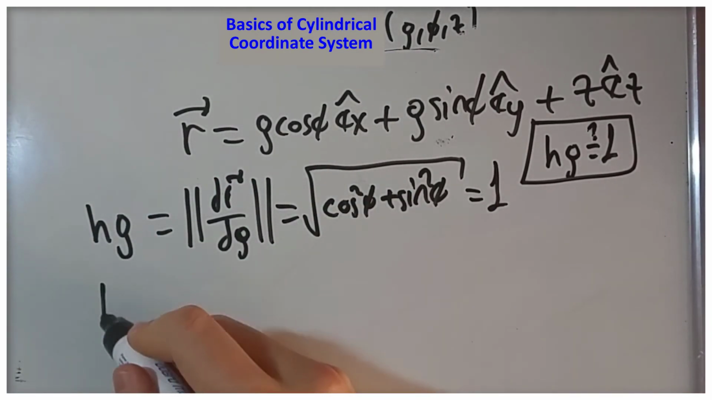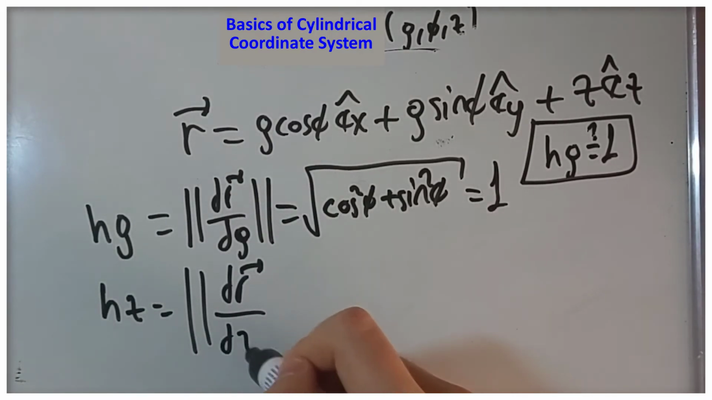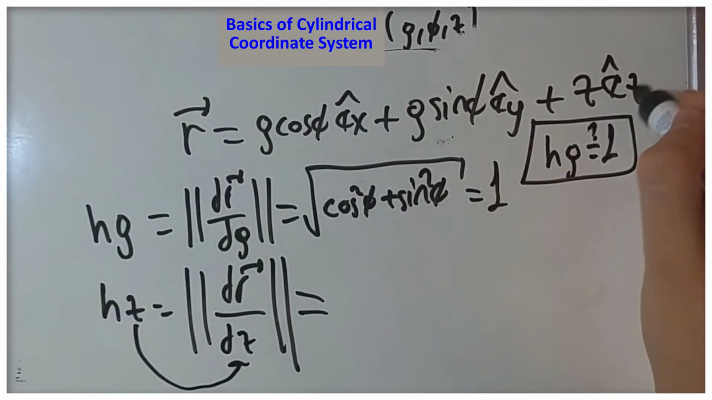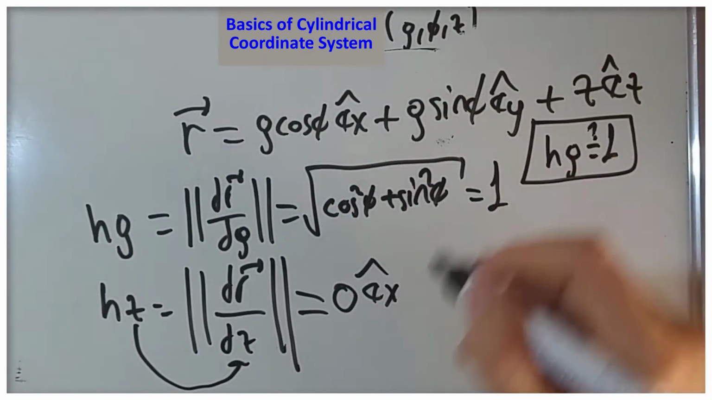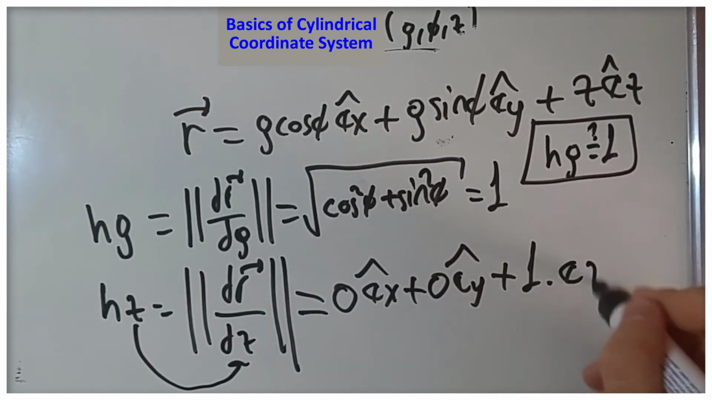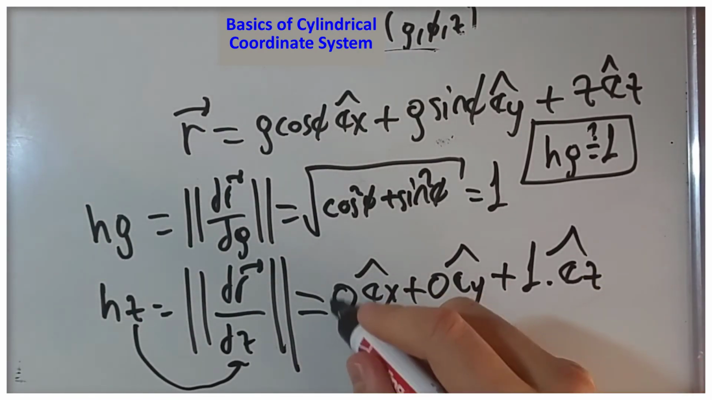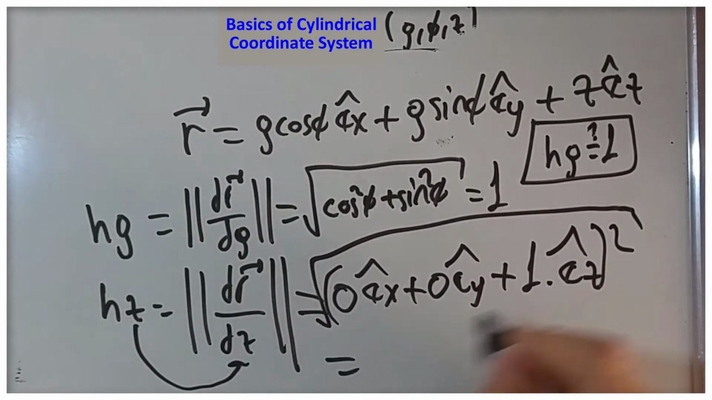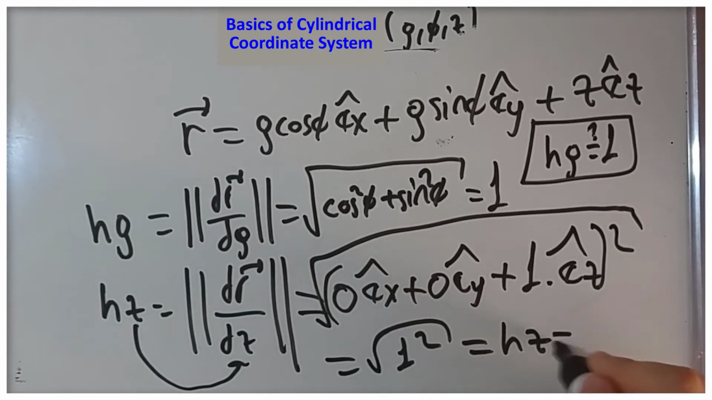Imagine that we do the same for hz, taking the derivative in the relevant direction and finding its magnitude. Likewise, the derivative of r with respect to z. There is no z here. So 0 times ex, 0 times ey, and the derivative with respect to z, 1 times ez. Therefore, when you look here, I find the size of this again. When I take the square of it and take it into the root, what will I find? The root of 1 squared equals hz. That equals 1 again, friends.